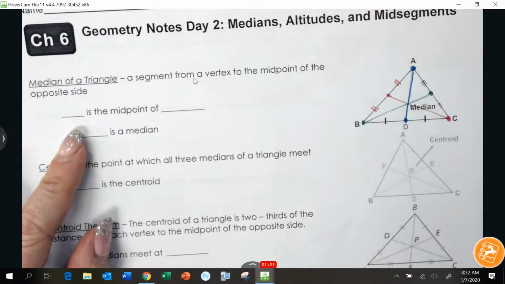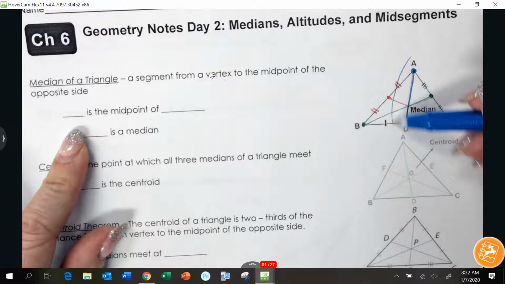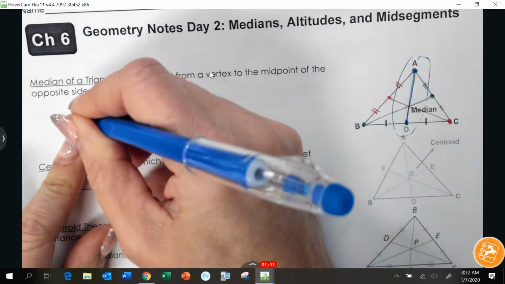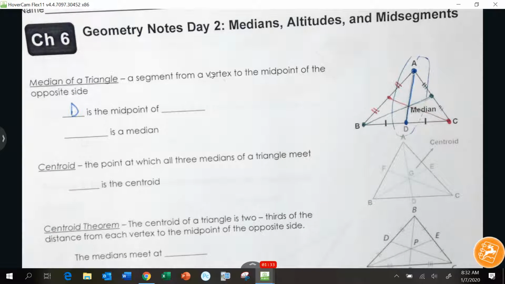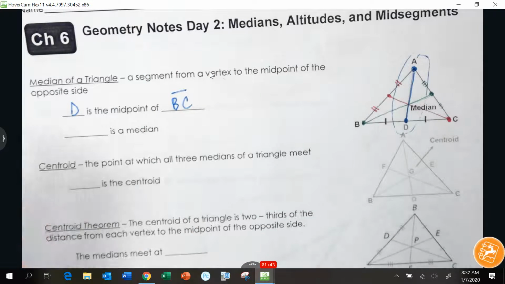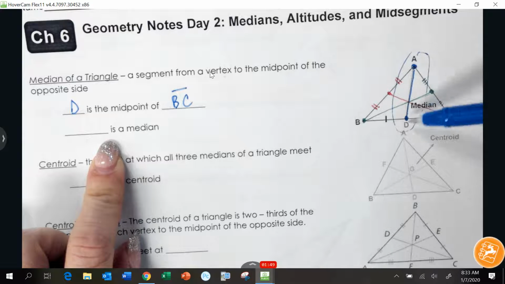midpoint of blank. What is the midpoint with the original one that was drawn here? What's the midpoint? This one here. What was the midpoint? D. Point D is the midpoint of what? What's D the midpoint of? BC. Segment BC. And then what is our median, which I circled? Our median is AD.